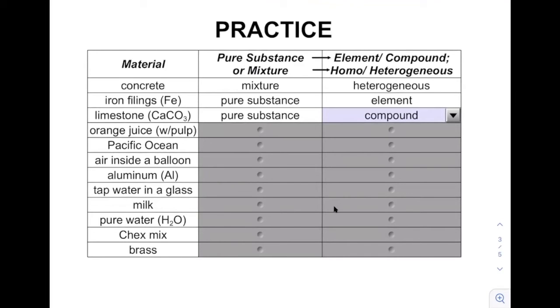And so it's not the same throughout. And that would be heterogeneous. Fe, iron filings, this is a pure substance and it is only one thing. So that's going to be termed an element right off the periodic table.